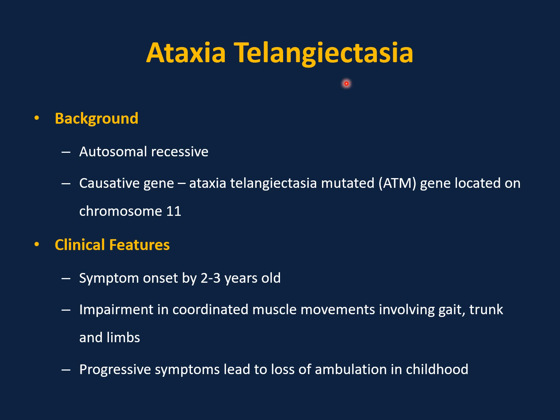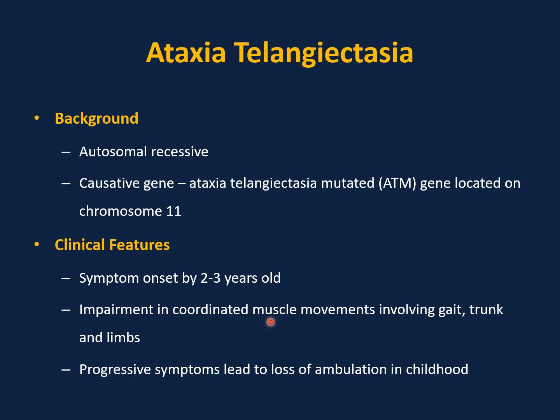This 7-year-old girl has ataxia-telangiectasia. This is a classic presentation of ataxia-telangiectasia. Ataxia-telangiectasia is autosomal recessive. The causative gene is the ataxia-telangiectasia mutated gene located on chromosome 11. Clinical presentation: the onset is by 2 to 3 years of age, so it appears in younger children.